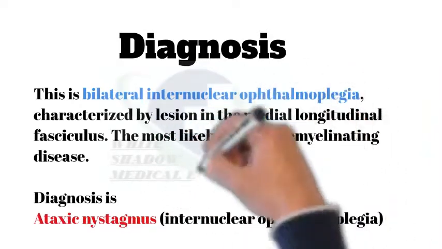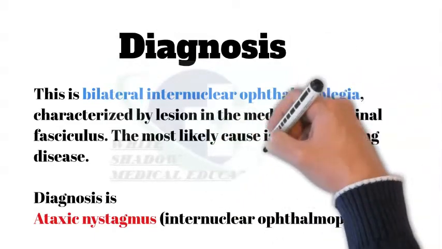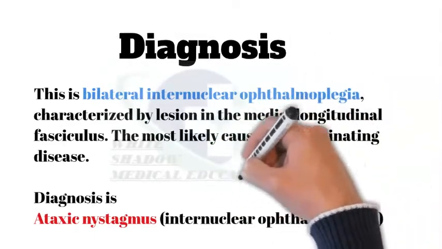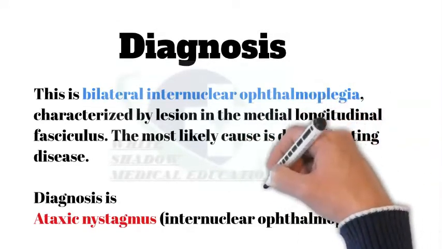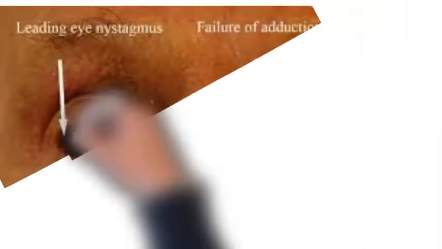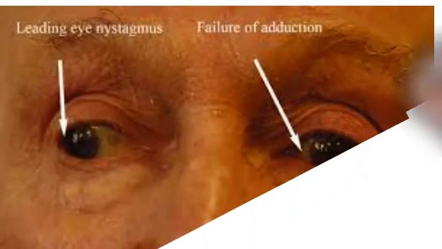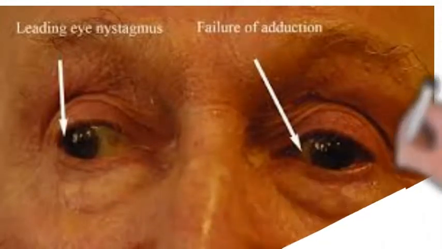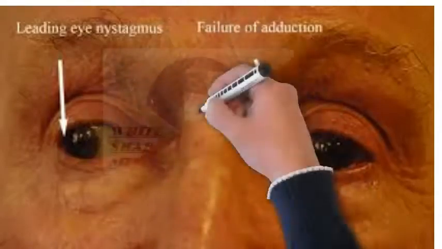Multiple sclerosis is the most common cause and often causes bilateral internuclear ophthalmoplegia. Myasthenia gravis can produce a pseudo-unilateral or bilateral internuclear ophthalmoplegia. Other causes include infarction, tumor, aneurysm, vasculitis, syphilis, trauma, Wernicke's encephalopathy, Arnold-Chiari malformation, drugs.